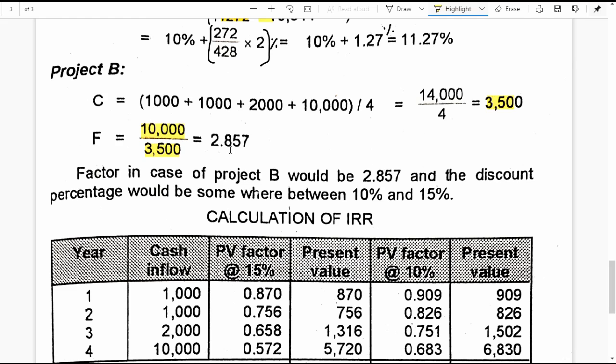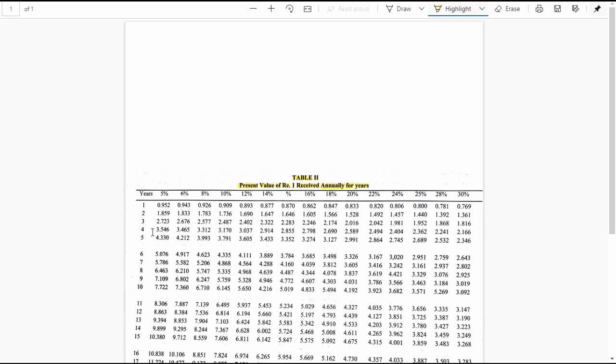Let us find out where 2.857 lies in PVIFA, that is table number 2. If you refer to the row for the 4th year, you find 2.857 should lie in between 14 and 15%. But to be on the safer side, what you could do is try one rate at 10% and the other one as 15%. Obviously, there is no issue at all. You can even try 12% and 15% or 12% and 16%.